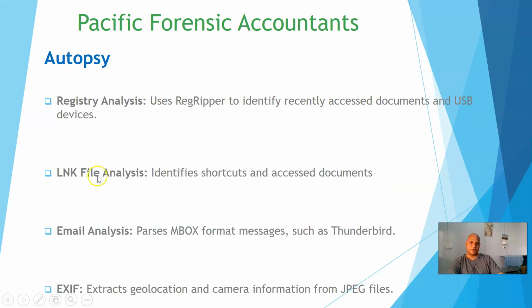Autopsy can do registry analysis, where it can give you the type of documents that were finally accessed or deleted before the suspect's data was forensically captured by law enforcement, for example. It will also give you the type of file which indicates shortcuts, if there are any, or the type of documents that have been accessed, as well as email analysis of the suspects' exchanges.